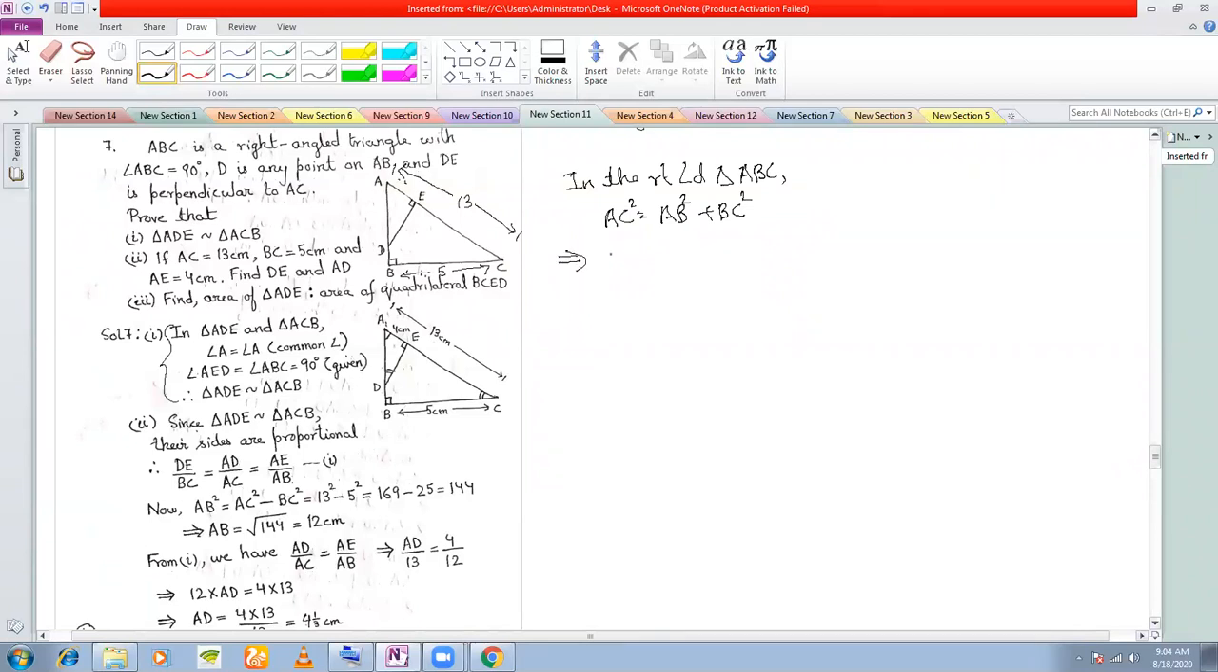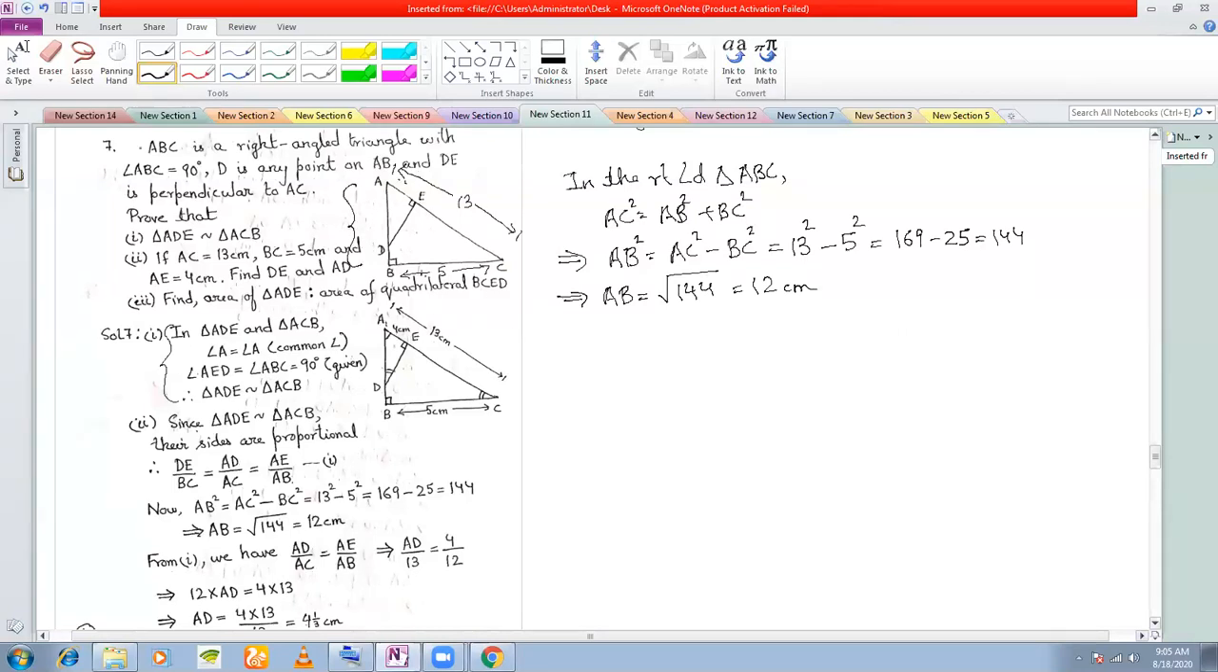That means we need to find AB. So what is AB square? It is AC square minus BC square. And how much is AC square? AC square is 13 square and BC square is 5 square. 169 minus 25 will give you 144. That means AB has to be the square root of 144, which is 12 centimeters. So we have managed to find out the length of AB here.